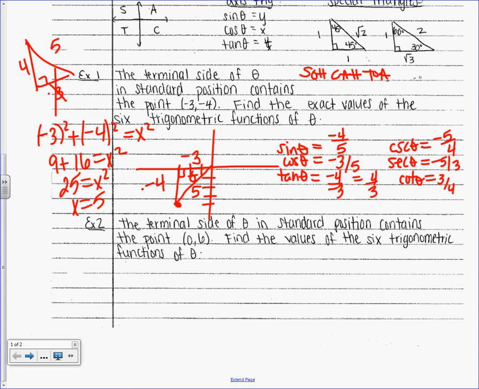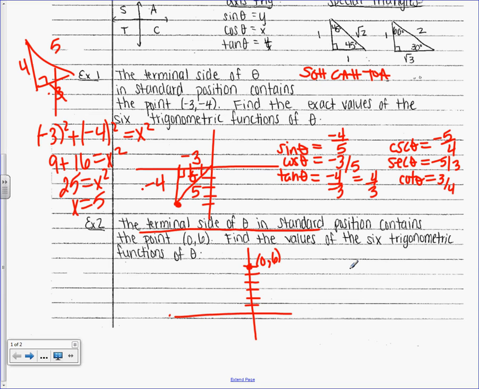Anybody have a question yet? You sure? Okay. Example 2, the terminal side of theta in standard position. When they say that, they're just saying do your bow tie or do your axis trig. They're just saying make sure we all draw it the same. Okay? Contains the point 0, 6. So I'm going to graph 0, 6. Alright? Find the values of the 6 trig functions of theta. Again, we're going to find sine, cosine, tangent, and we're going to flip them with their inverses.